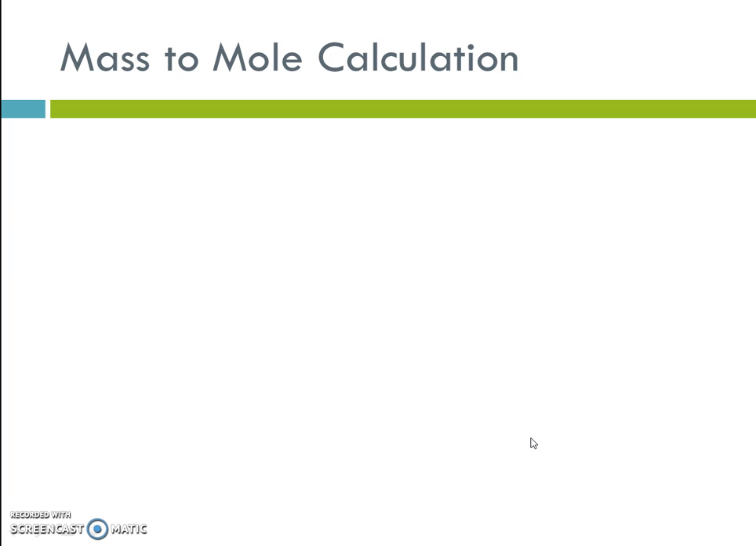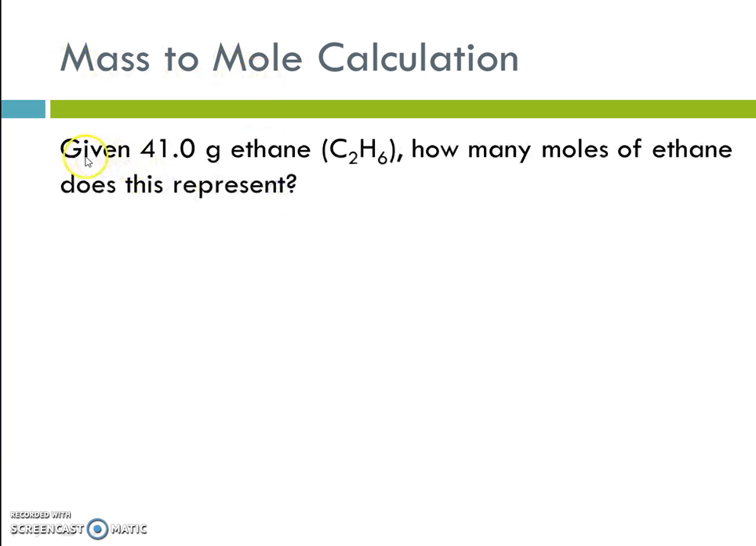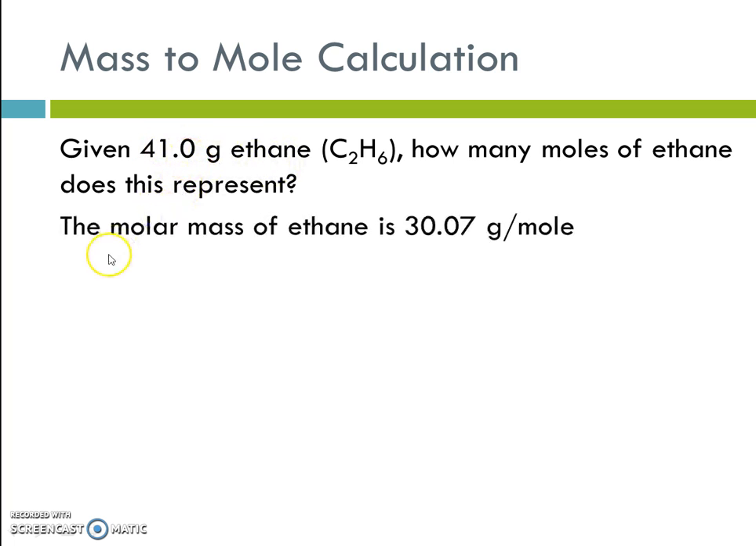So our first calculation for mole to mass or mass to mole is going to be a mass to mole. Given mass, how many moles? So specifically given 41.0 grams of ethane, how many moles does this represent? We calculated previously that the molar mass of ethane is equal to 30.07 grams per mole, and that 30.07 grams per mole will be the basis of our conversion fact.